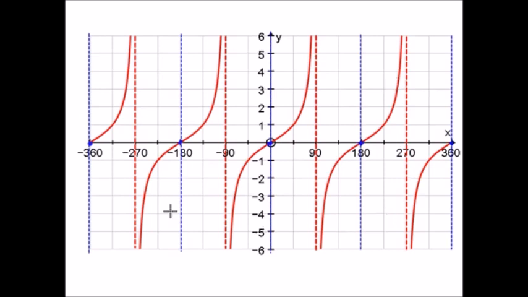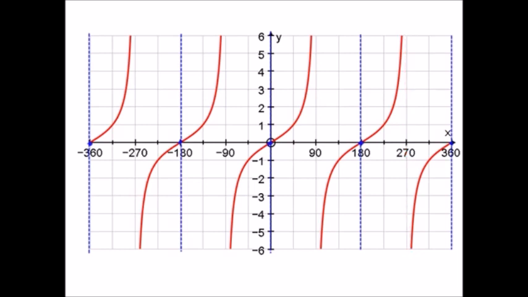This graph is looking a little bit too detailed for my liking, so I'm going to remove the red dotted lines that represent the asymptotes for the tan x graph, just for the purpose of clarity, so that you can clearly see what the cot x graph looks like.